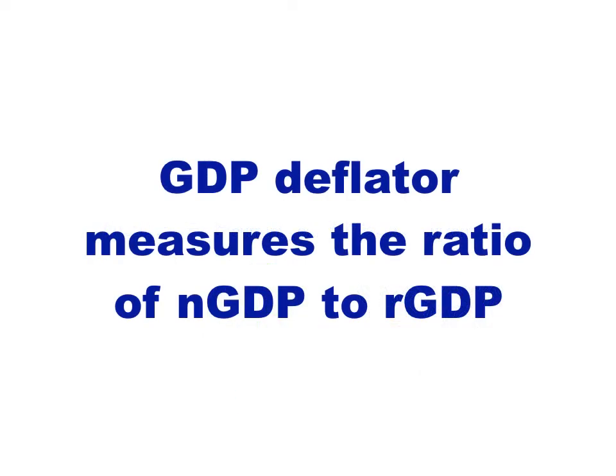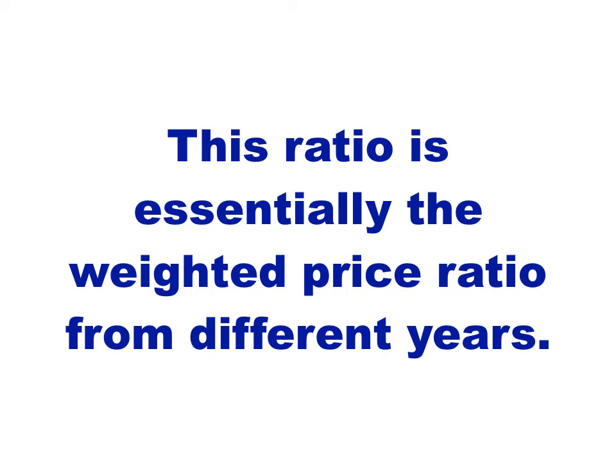So using these two values, nominal GDP and real GDP, we can measure the ratio of nominal GDP to real GDP. And this ratio is essentially the weighted price ratio from different years. So essentially, when we look at the nominal GDP divided by the real GDP, you will notice that we've got the current price multiplied by the current basket divided by a constant price multiplied by a current basket.